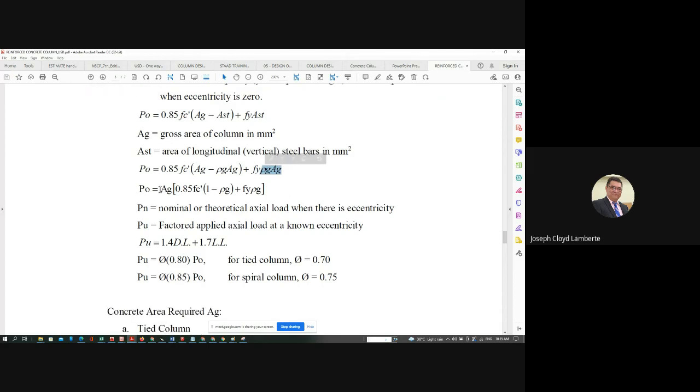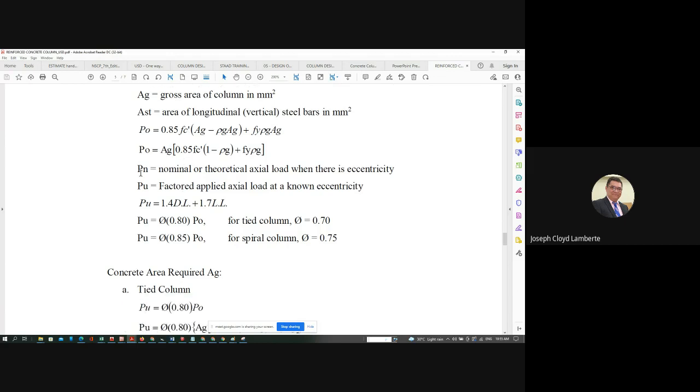So now your PO is equal to Ag times 0.85 f'c (1 minus rho g) plus Fy rho g. Then you divide everything by PO to get rho g or Ag. PN is the nominal or theoretical axial load when there is eccentricity. PU is the factored applied axial load at the known eccentricity, and this time PU will be subjected to a load factor.